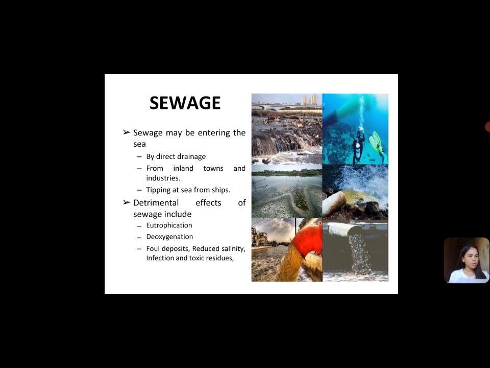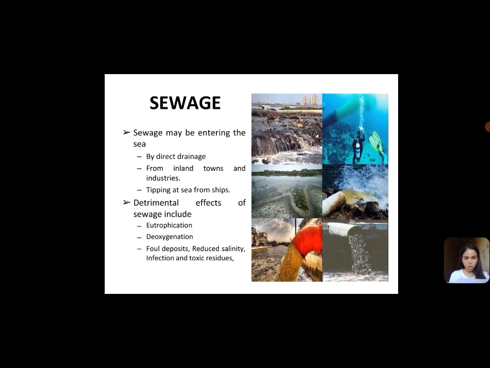Detrimental effects of sewage include eutrophication. The result of this process are harmful algal blooms, dead zones, and fish kills, which occurs when the environment becomes enriched with nutrients, increasing the amount of plant and algae growth to estuaries and coastal waters.